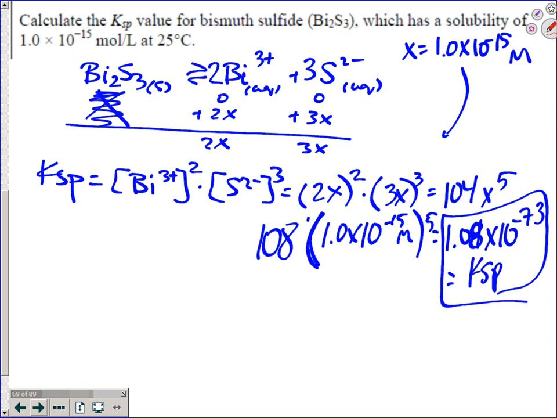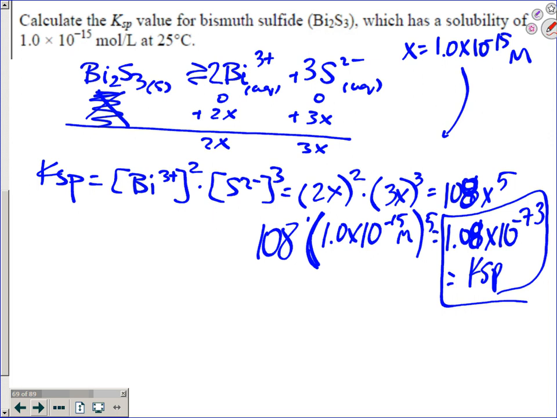So when you're plugging them into your expression, bismuth 3 plus squared times sulfide to the 3rd power, 2x squared and 3x cubed is then going to give you 108, and then you have 108 x to the 5th. I think this is simpler to simplify and collect together and then plug in x, which is your molar solubility, but you should get a very, very, very small K value.